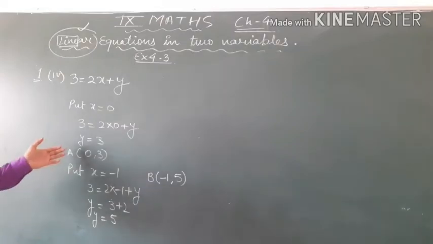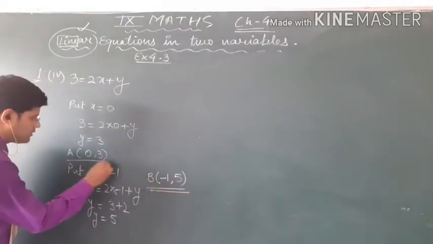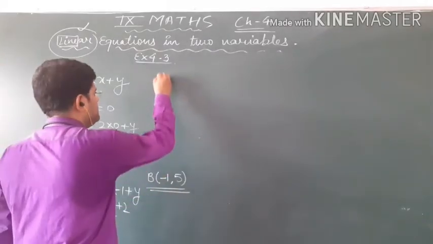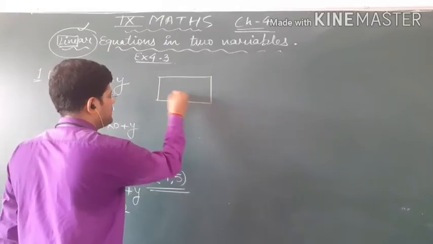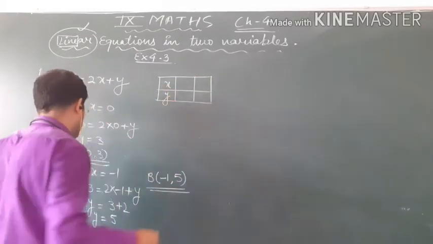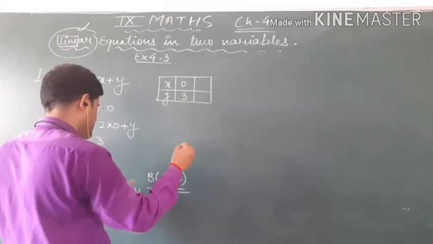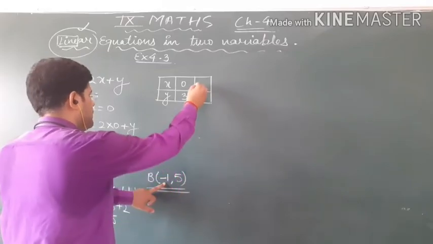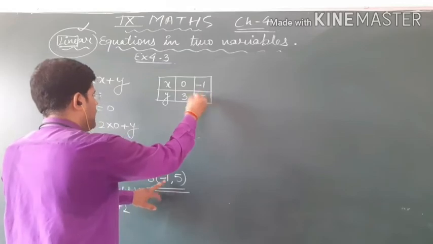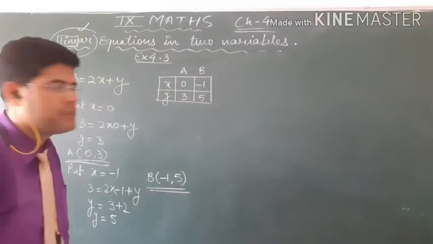Now we have both points A and B. Now I am going to make it on the graph, and if you want to make it simpler, then make a table. In this table you are supposed to write x and y. The first value is (0, 3), at the place of x it is 0 and in the place of y it is 3, and B is minus 1 as x and 5 as y. We put A and B on the top of the table.